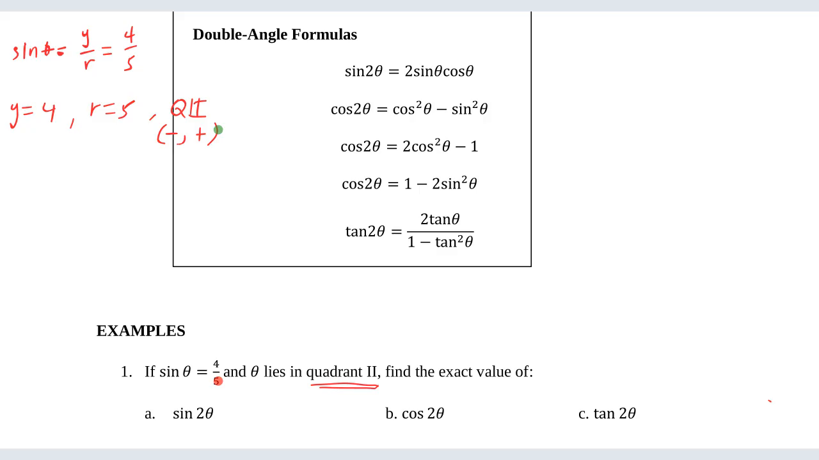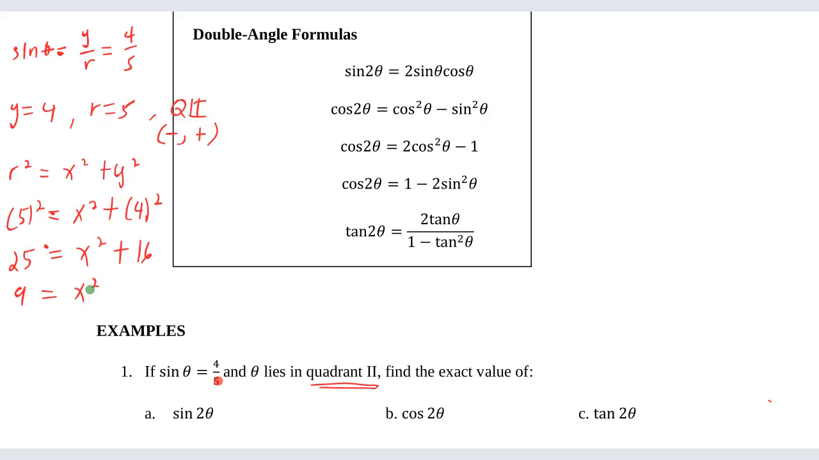for x. We have the formula r squared is equal to x squared plus y squared. We know that r is 5, so 5 squared equals x squared plus 4 squared. By doing the math here, we will have 25 equals x squared plus 16. Subtracting 16 from both sides, we have 9. And then now we take the square root on both sides.